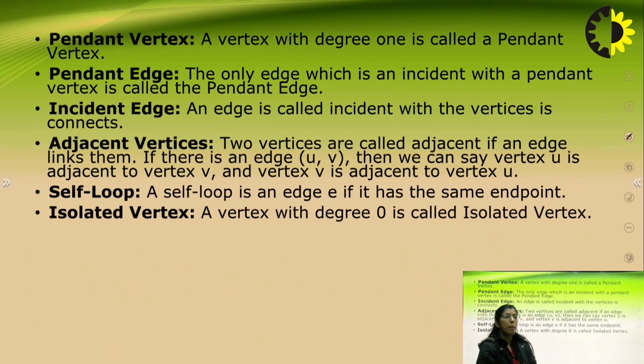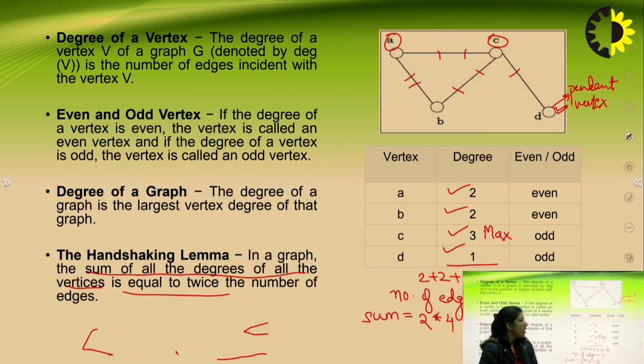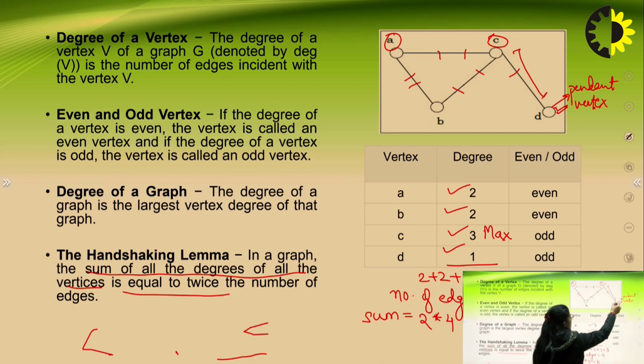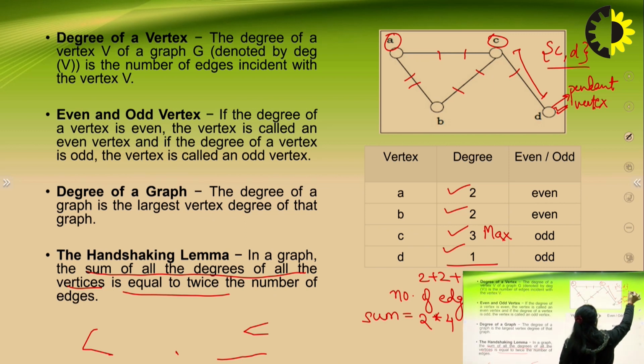Next, pendant edge. The only edge which is incident on a pendant vertex is called a pendant edge. So here, this particular edge is incident on the pendant vertex. So this edge C, D is known as a pendant edge.